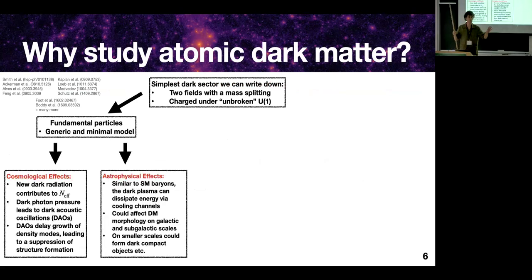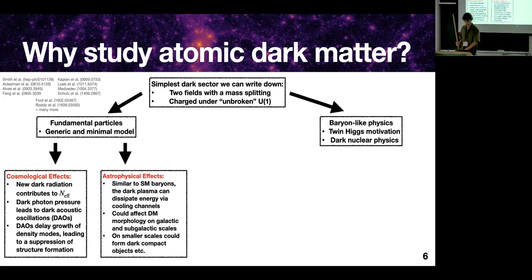I've broadly broken them down into two main groups. On cosmological scales, we'll have dark radiation contributing to N_eff, but more importantly, we get these dark acoustic oscillations, or DAOs, that will show up in the matter power spectrum, as well as a suppression of structure formation on small scales. On the other hand, we have astrophysical effects. This is similar to the way standard model baryons can cool and dissipate energy. Now we can have a dark matter component undergoing the same dissipation, which will affect galactic morphology or subgalactic morphology.